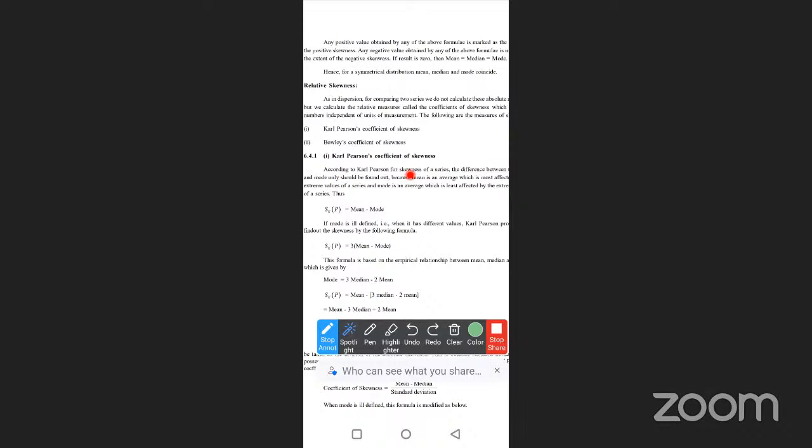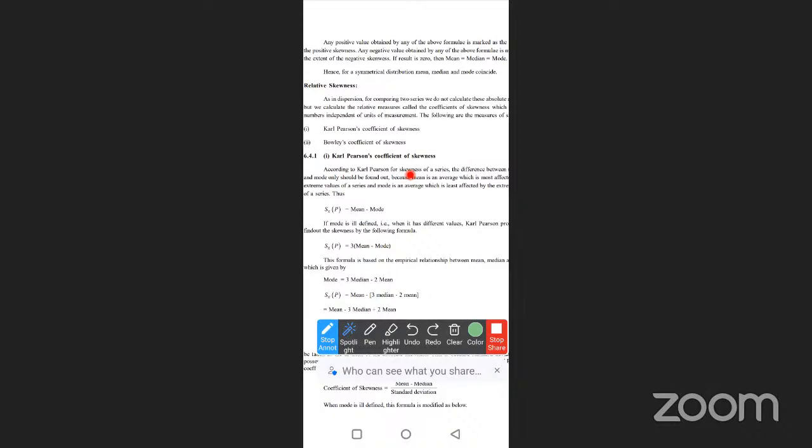Now, Karl Pearson's coefficient of skewness. According to Karl Pearson, for skewness of a series, the difference between the mean and mode only should be found out, because mean is an average which is most affected by the extreme values of the series, and mode is an average which is the least affected by the extreme values of the series. Thus, SKP equals mean minus mode by sigma.